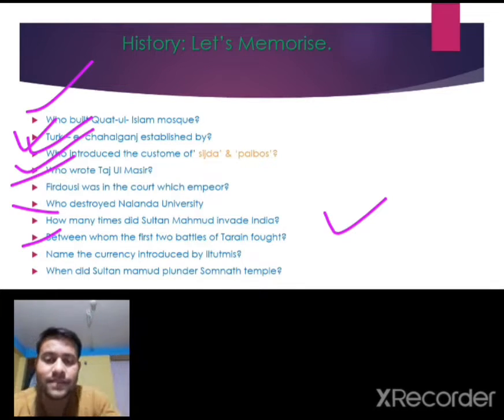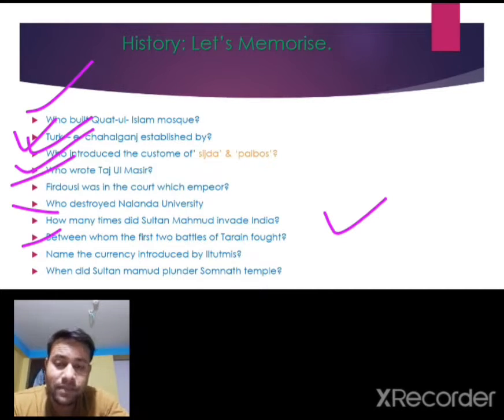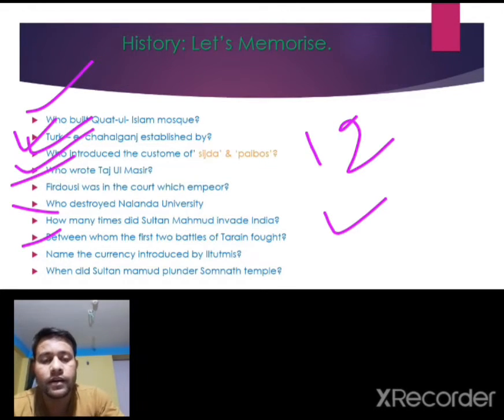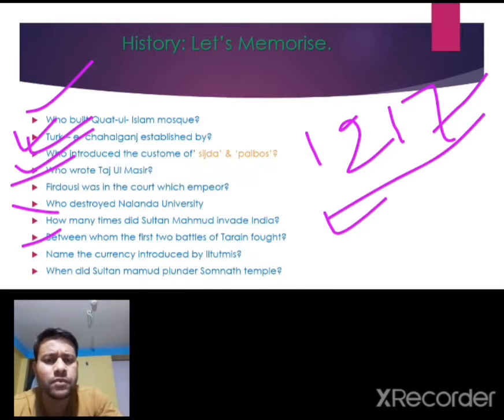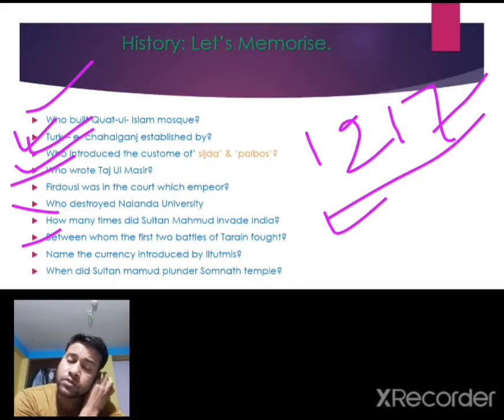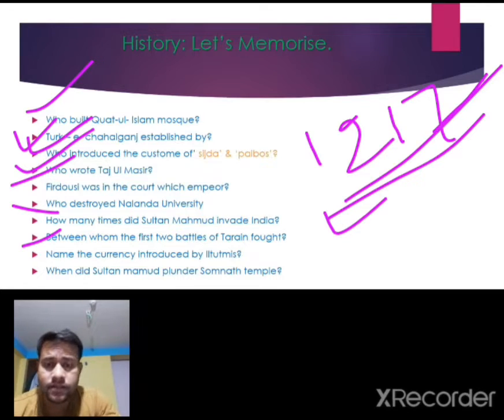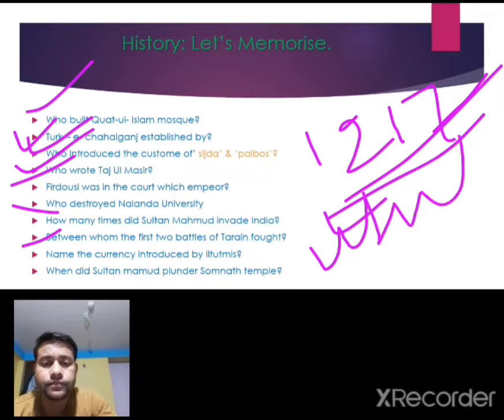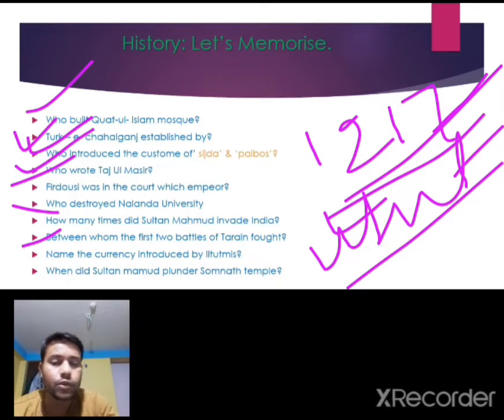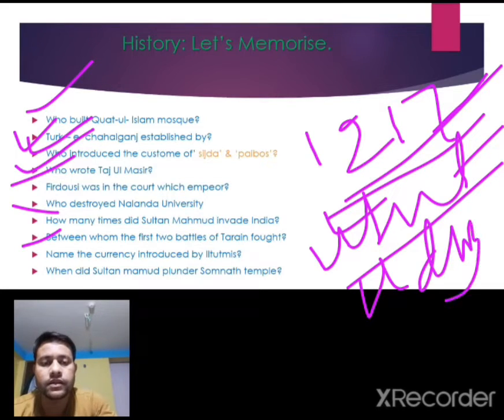Guys, you will definitely ask me about the third. First two battles means one battle is left. The third battle was fought in 1216. In most books it is written 1216, and in some books also written differently, but the correct answer is this, we will consider it. It was between Iltutmish and Tajuddin Yildiz. Tajuddin Yildiz, okay.